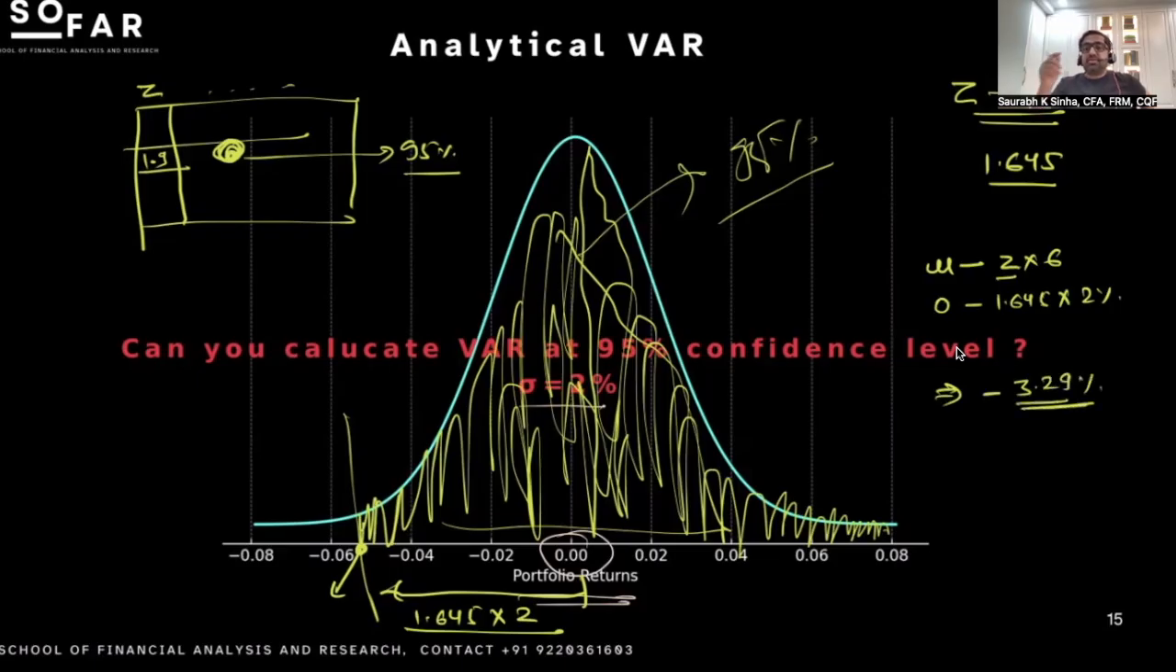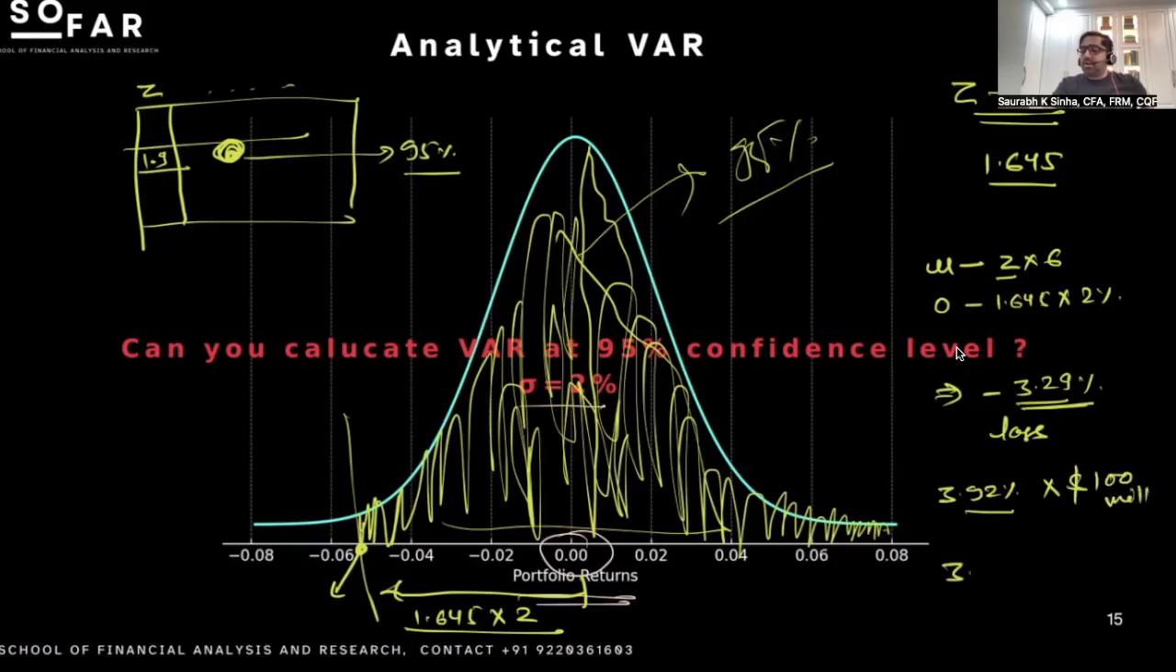3.29%. 3 minus 3.29, or 3.29%, is the maximum loss in your portfolio. Now, this 3.29, am I saying standard deviation? No, I'm saying 3.29% loss. Can I calculate the loss in dollars? Yes. You just multiply the percentage with the dollar value. Say 100 million is the value of the portfolio.